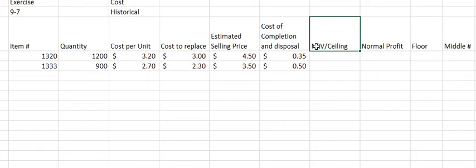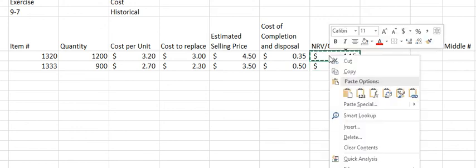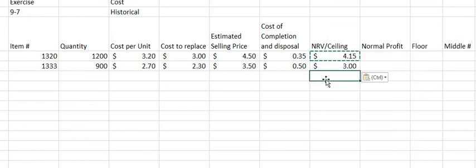So we're going to find our net realizable value, or our ceiling. Remember, our net realizable value is going to be our selling price less the cost to dispose, cost to complete, and also transportation cost, also a minus from there. So let's find that net realizable value, and that will be our ceiling. For these two products, we see our ceiling over here.